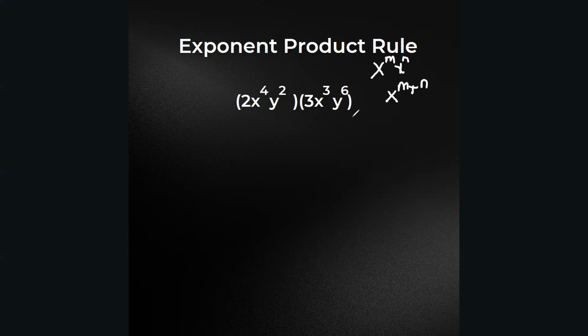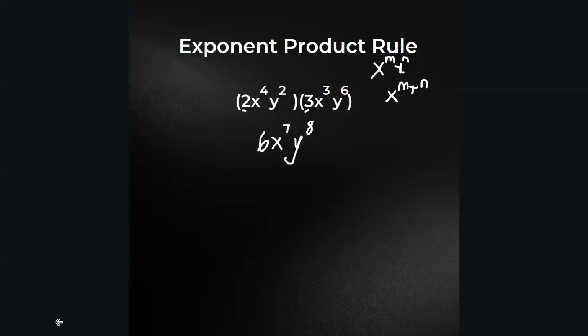So let's look at this and look at y. First I'm going to start with the coefficients. We have a 2 and a 3 here. 2 times 3 gives me 6. And then if I apply this addition rule, I can find out my exponent. So 4 plus 3 is 7. And then for the y's, 2 plus 6 is 8. So that's if I have this rule memorized and I understand what's happening.